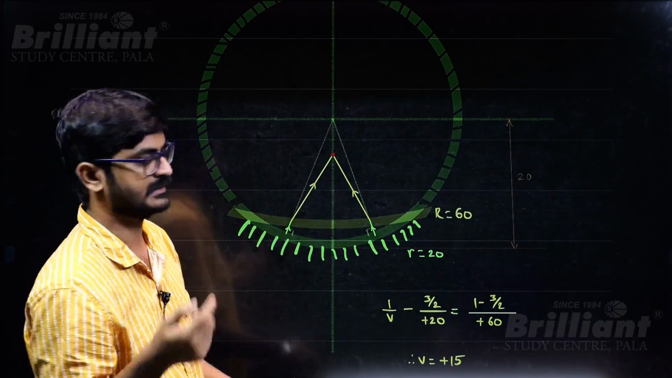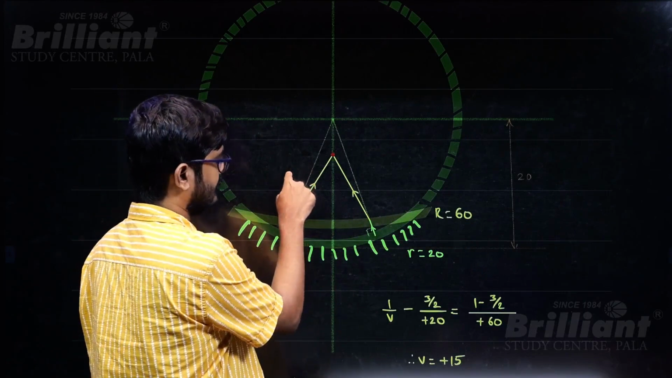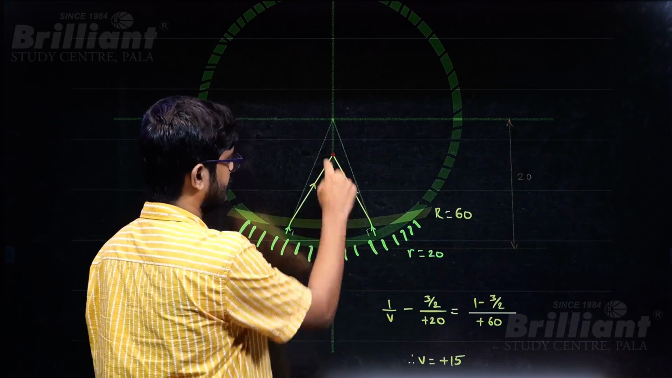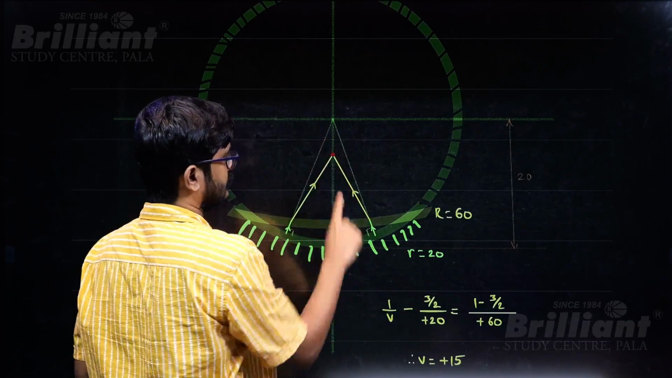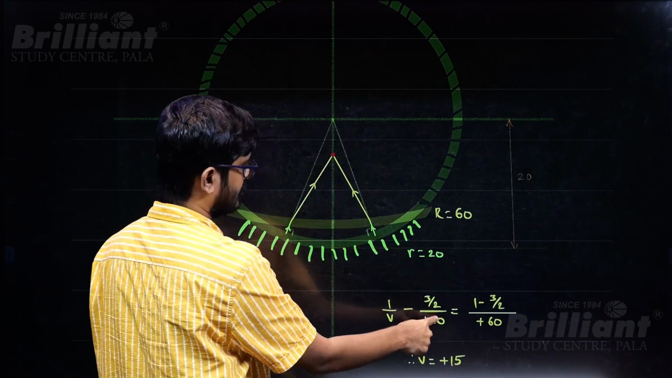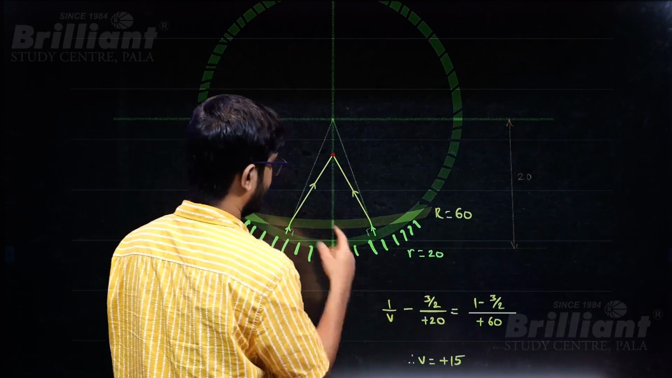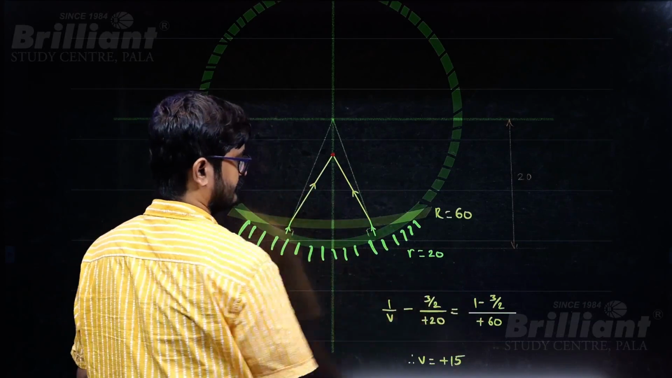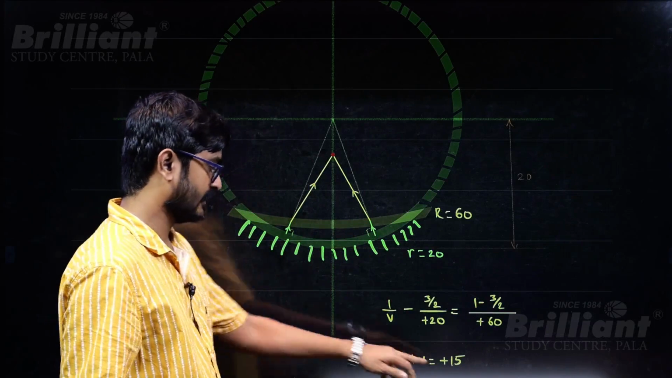I need to find what the image distance is. So refracted ray medium, which is 1 by image distance, equals incident ray medium 3 by 2 by object distance. This is the incident ray direction, so this is the positive direction and radius of curvature is 20, so object distance is plus 20. Then 1 minus 3 by 2 by the radius of curvature of this surface, which is plus 60. When you solve for it, you will be getting v is plus 15.